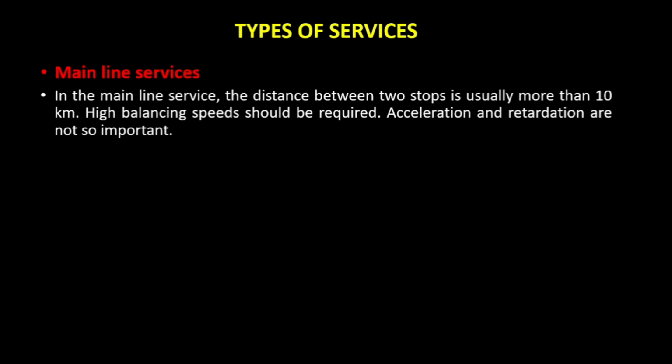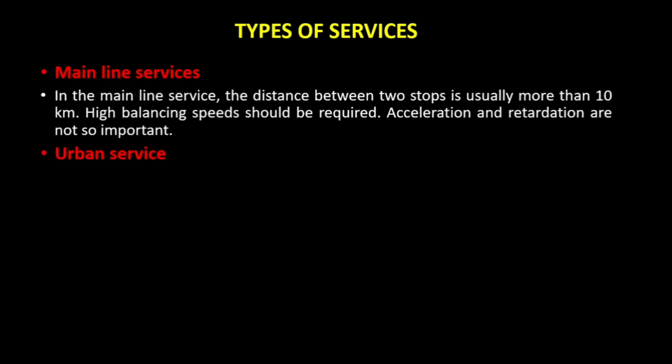For example, I'm traveling from Nagpur to Chennai. So the distance between the two stops is more than 10 kilometers. So it has to have good speed, because for me to reach Chennai, the preference is to do it in as minimum time as possible. So acceleration and retardation are not of utmost importance to me. Running time is a bit important to me. So mainline services are those services in which the distance between the two stops is more than 10 kilometers.